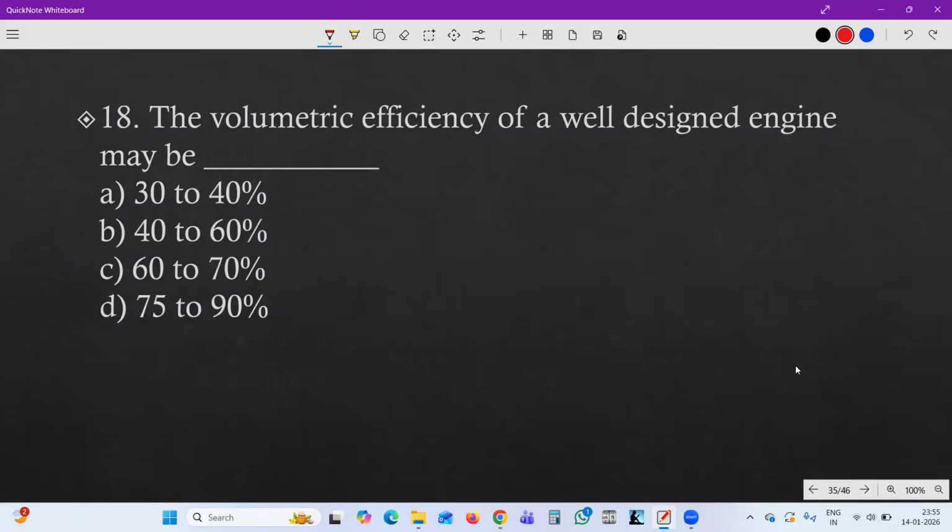18th one. The volumetric efficiency of a well-designed engine may be: A, 30 to 40%; B, 40 to 60%; C, 60 to 70%; or D, 75 to 90%. So we are talking about volumetric efficiency. Let's see the answer. Answer is D. The volumetric efficiency of a well-designed engine may be around 75 to 90%.